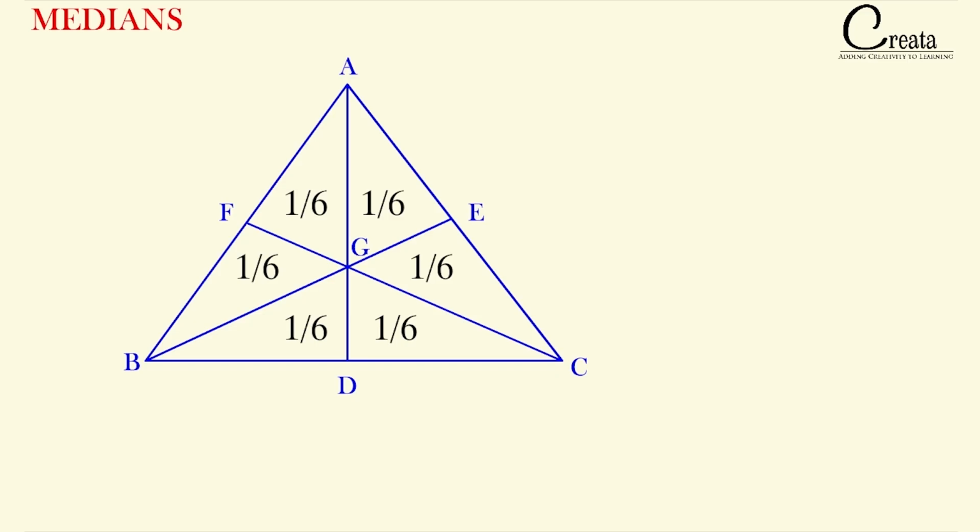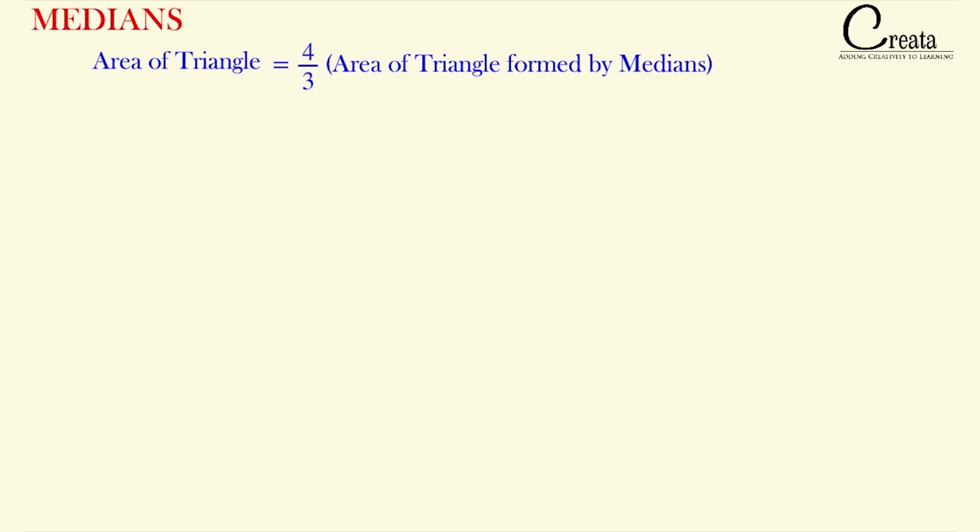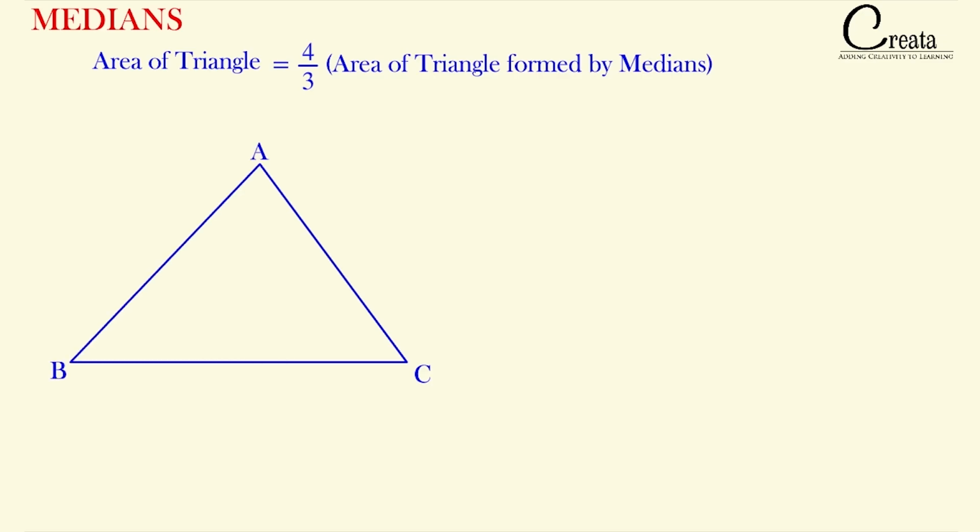Now we will move to some advanced concept. The concept is that the area of a triangle is equal to 4/3 times the area of the triangle formed by the medians. Firstly, we will see what the triangle formed by the medians is. For that, let's take a triangle ABC with medians AF, CD and BE. Okay, 3 medians are there. Let's give the names A, B and C to the medians.